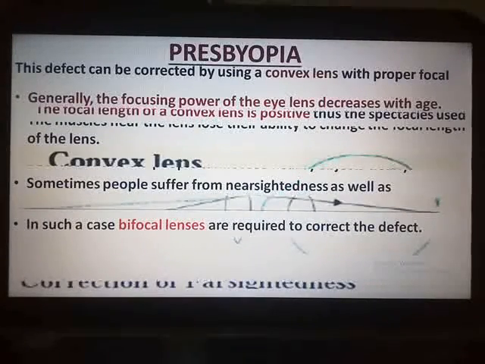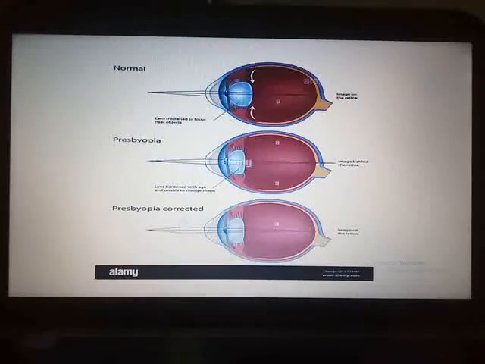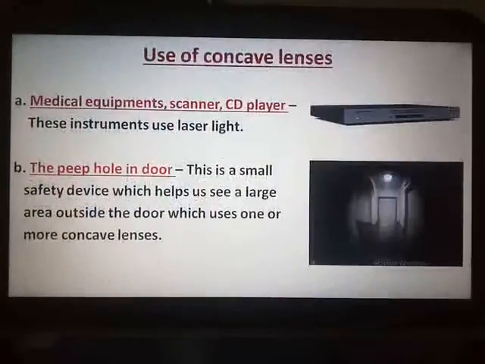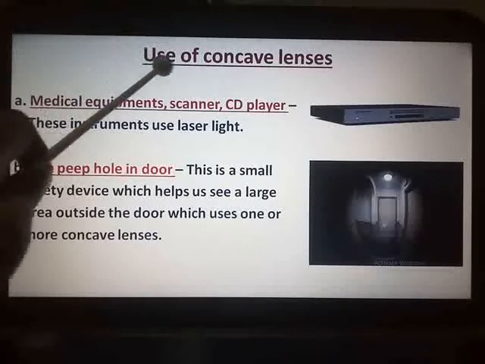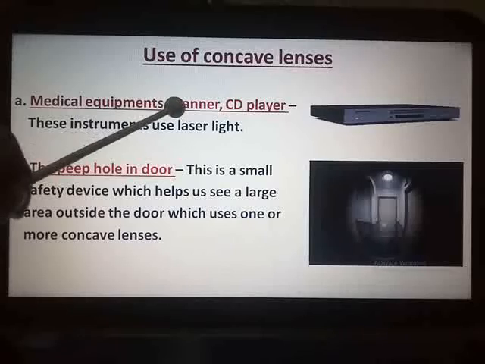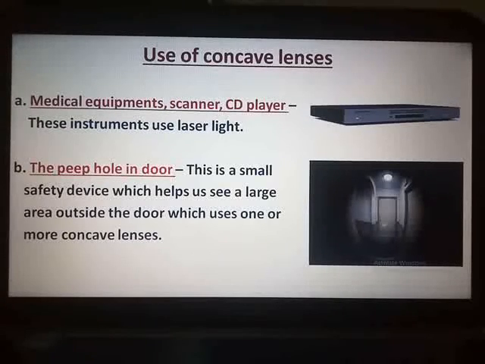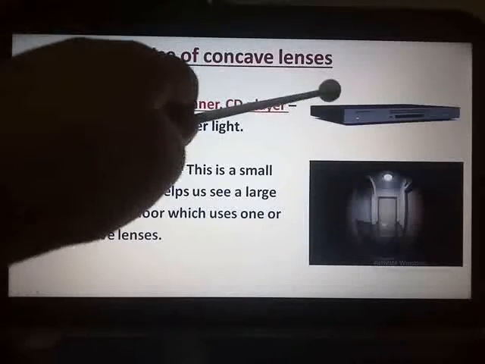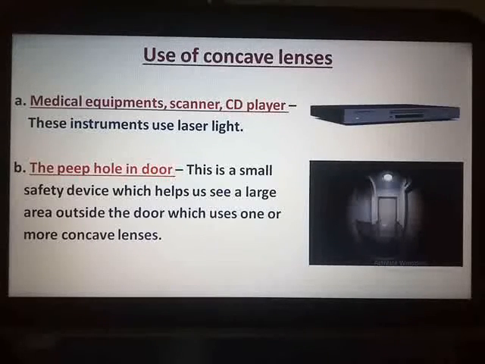Now our next topic is very important: uses of concave and convex lens in our day-to-day life. The first we will take up is the use of concave lenses. They are used in medical equipment like scanners and CD players. These instruments make use of laser light, and for the proper working of these equipments, concave lenses are used. Scanners and CD players are the things which are known to you.